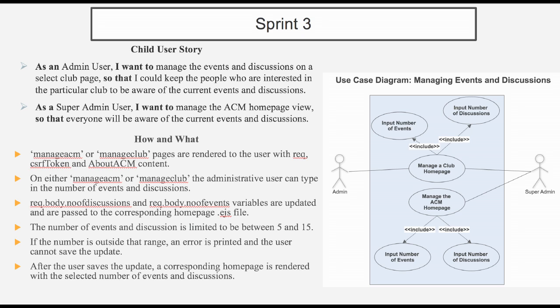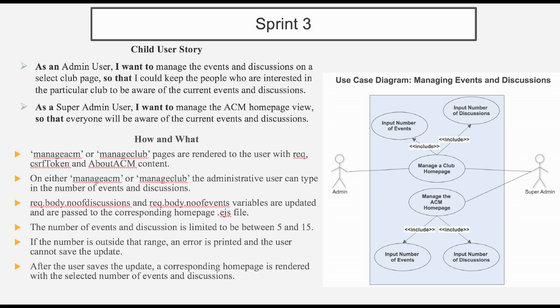How and what? Manage ACM or manage club pages are rendered to the user with req CSRF token and about ACM content. On either manage ACM or manage club, the administrative user can type in the number of events and discussions. The req.body number of discussions and req.body number of events variables are updated and are passed to the corresponding homepage.ejs file. The number of events and discussions is limited to be between 5 and 15.